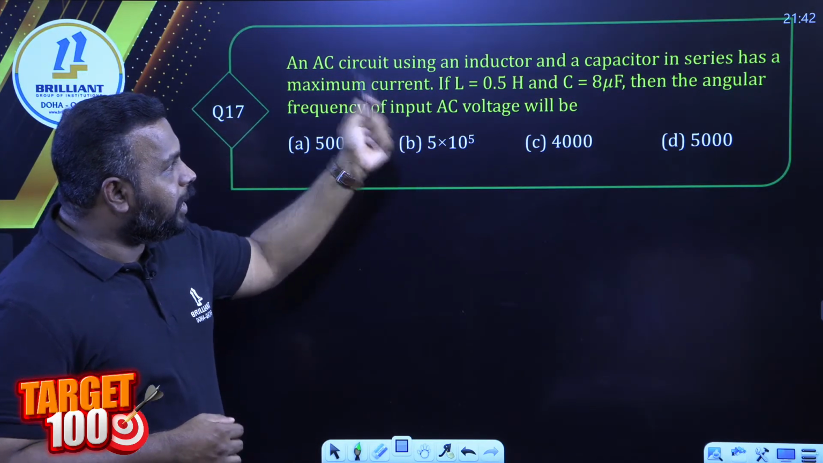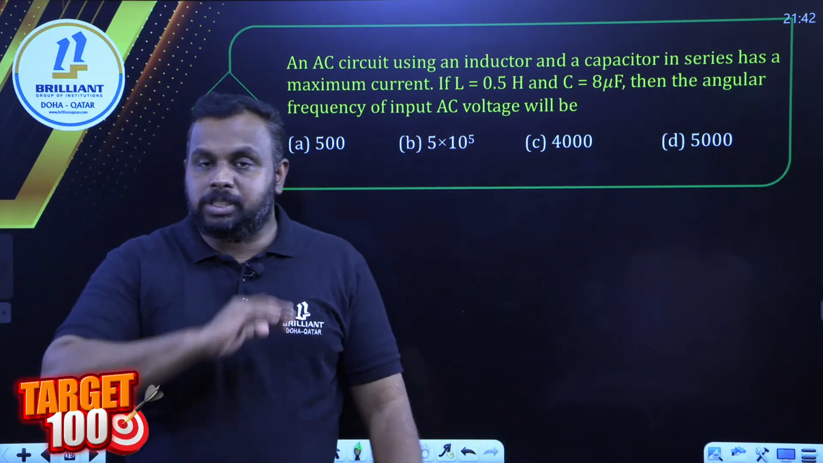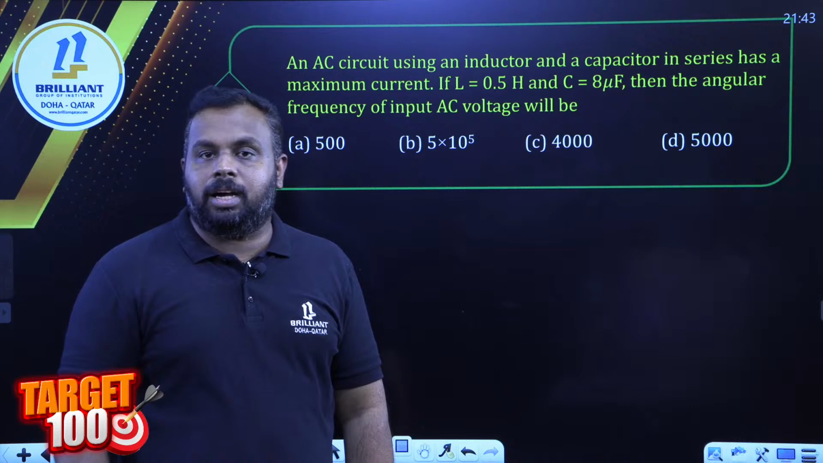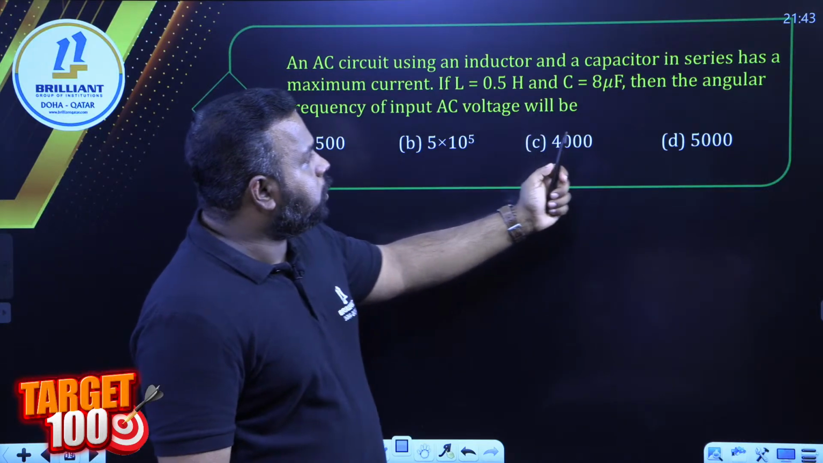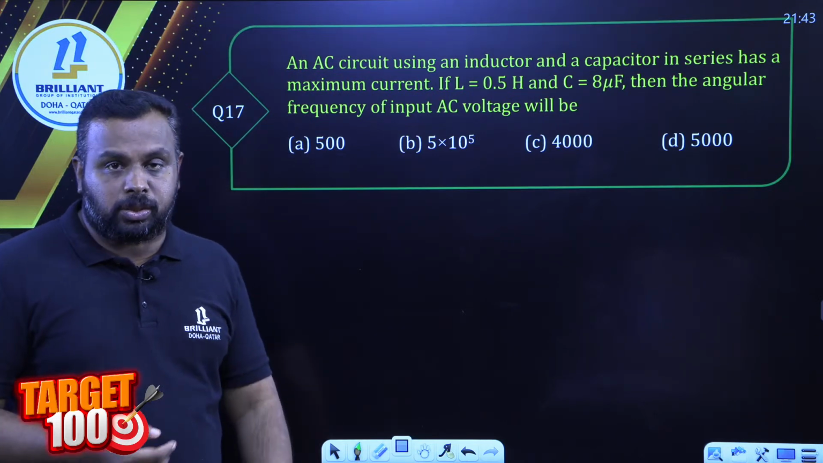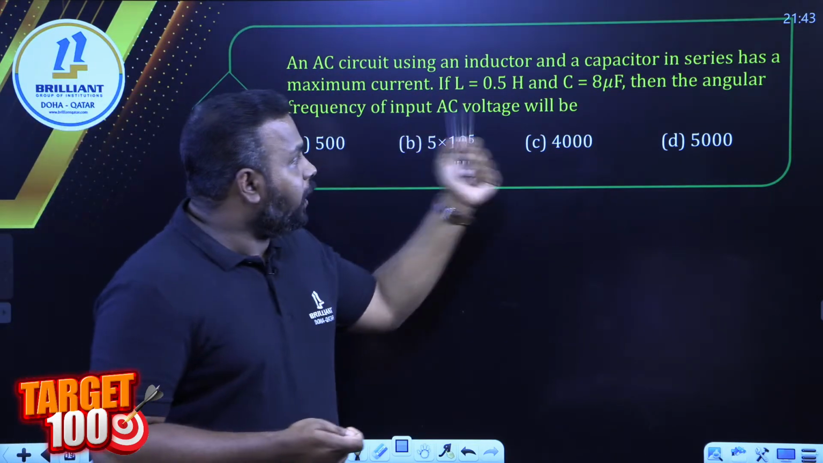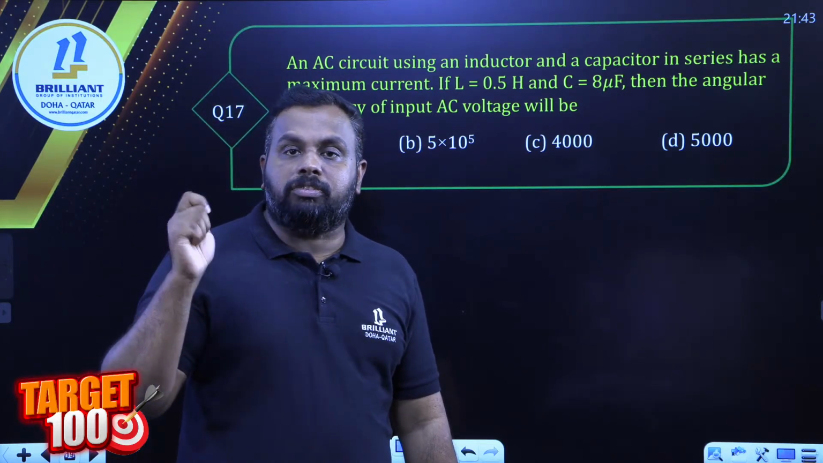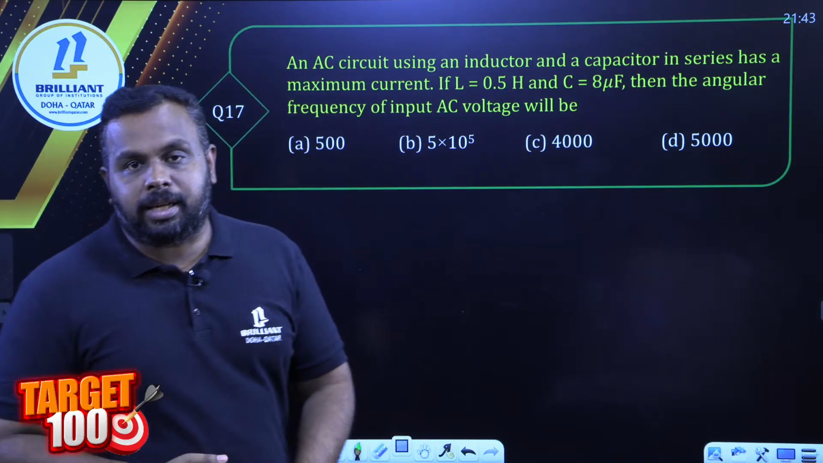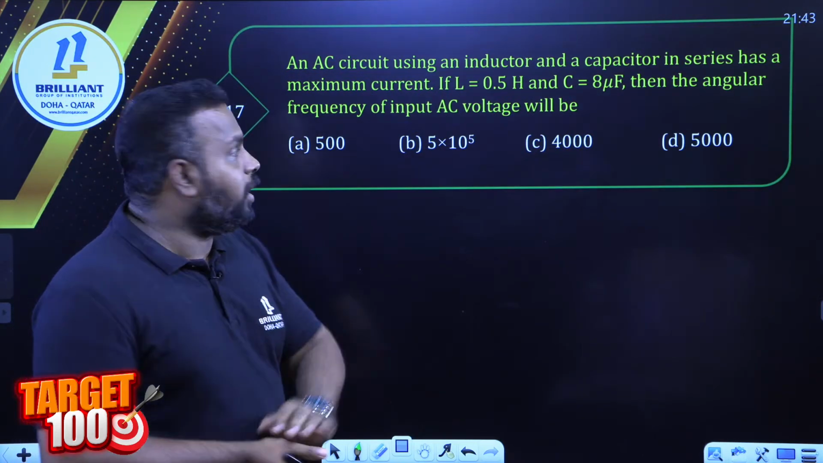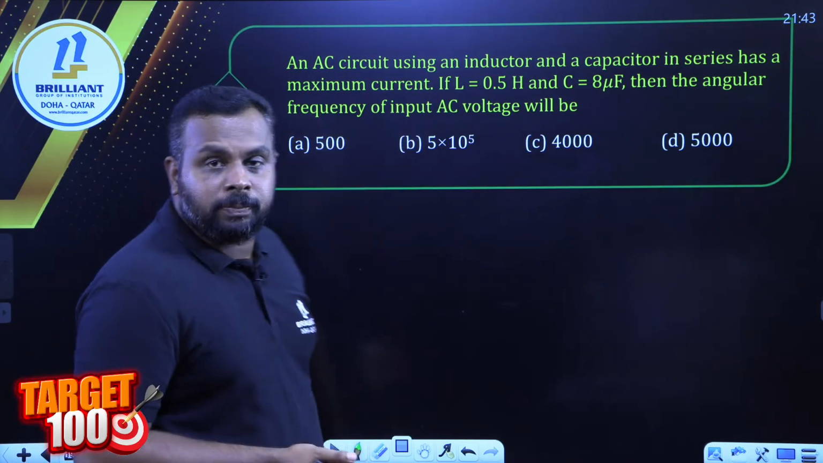AC circuit using an inductor and a capacitor. That means no resistor is there. Only inductor and capacitor. L and C are there. LC circuit in series has a maximum current. The current is maximum in such a circuit. If L and C values are given, then the angular frequency, it's omega. You know that angular frequency is omega. So we have to find the value of omega, but this is which circuit?